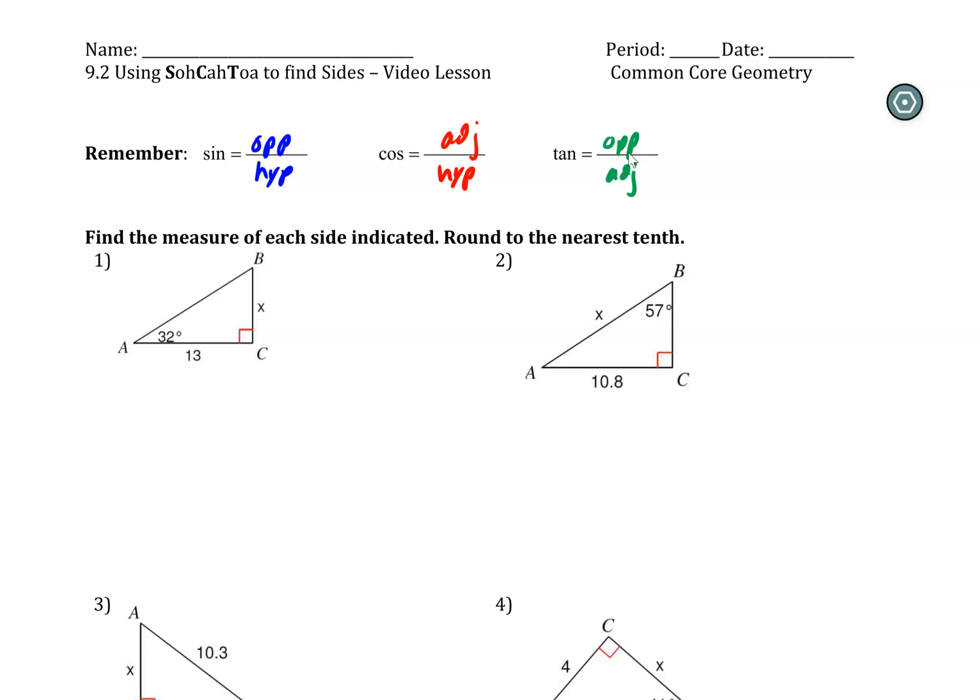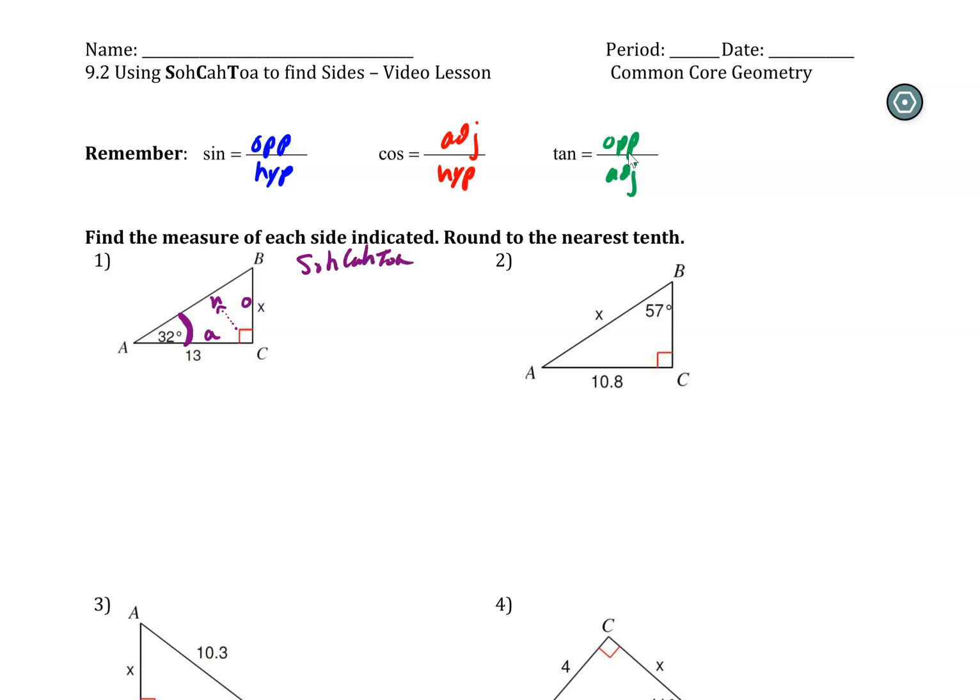So let's look at example 1 here. With respect to angle A, which is our 32-degree angle, side BC is opposite. The AC would be the adjacent side, and always across from the right angle, that's your hypotenuse. Inside the triangle, I like to write the side relationships to the angle to help me utilize SohCahToa nicely.